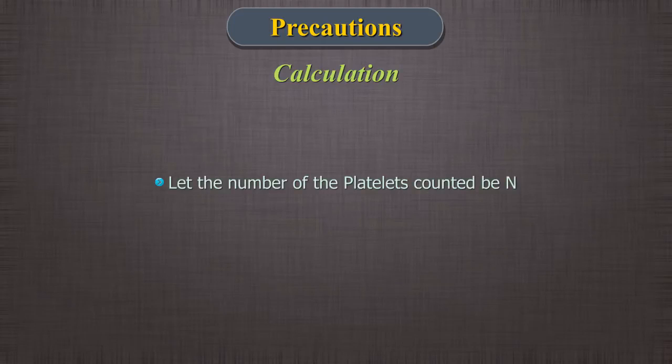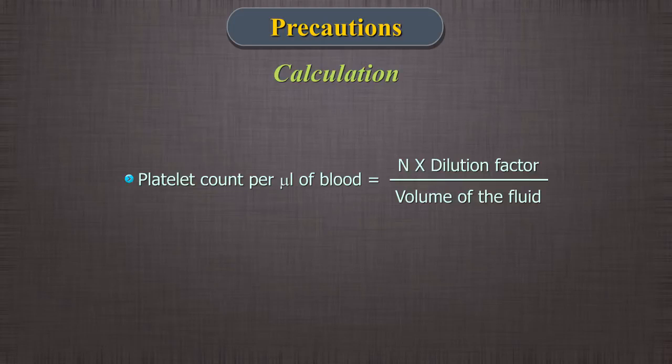Calculation. Let the number of the platelets counted be n. The formula for the platelet count per microliter of blood is n multiplied by dilution factor divided by volume of the fluid examined, that is, the area counted multiplied by the depth of the fluid. Example 1. Dilution used 1:20.